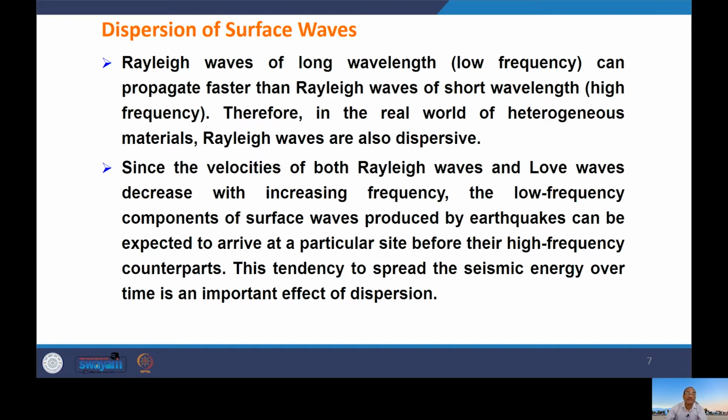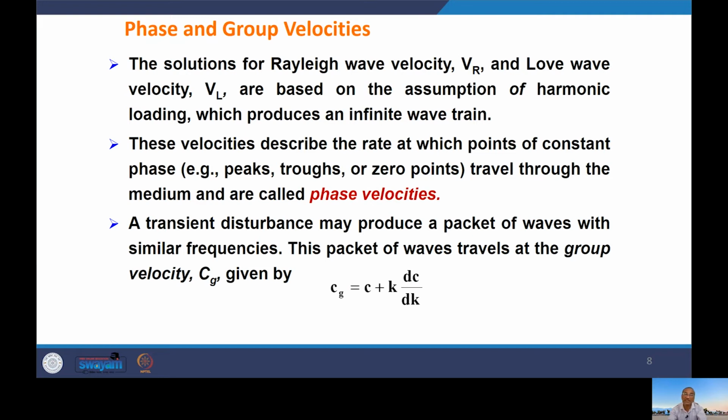Now, there is what is called phase and group velocities. When the waves travel, two types of velocities are referred to. One is called phase velocity and another is group velocity. Again, this is related to surface waves. For the surface waves, the solutions for the RLF wave velocity, denoted as V subscript R, and the Love wave velocity, denoted as V subscript L, are based on the assumption of harmonic loading, which produces an infinite wave train. So the solutions calculated for RLF wave and Love wave are based on harmonic loading.